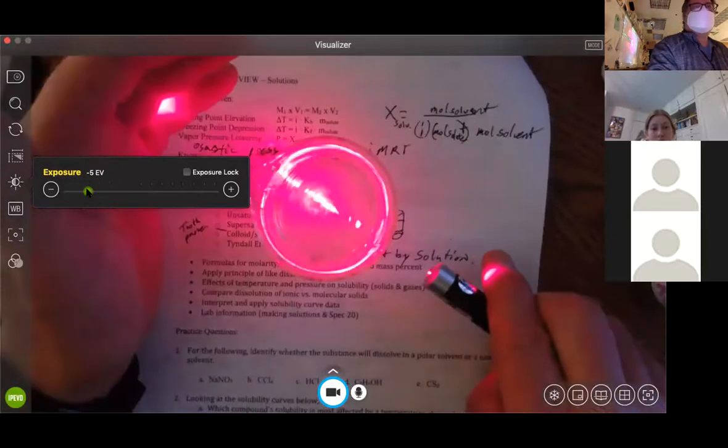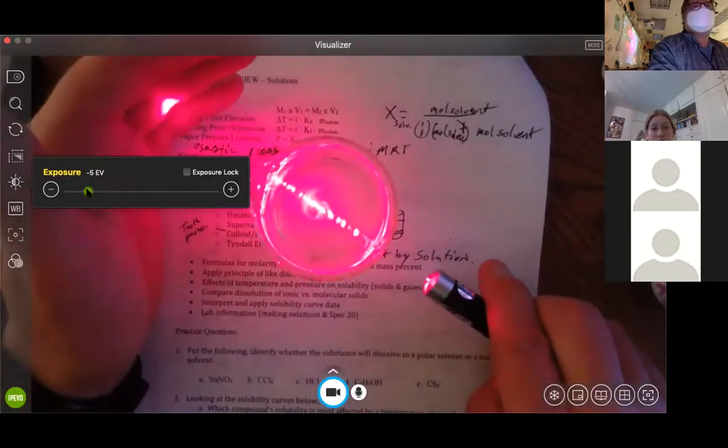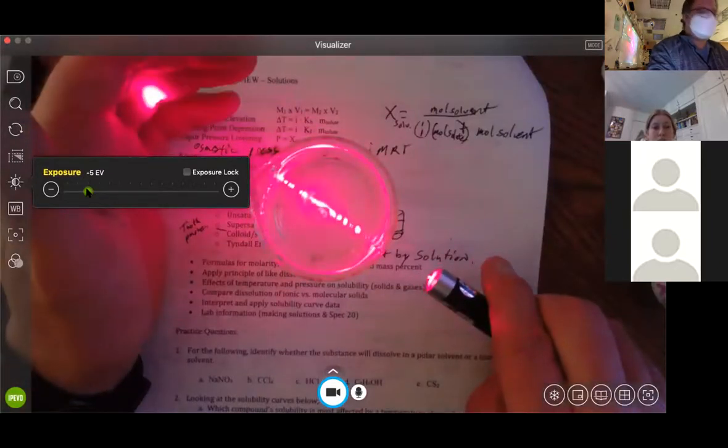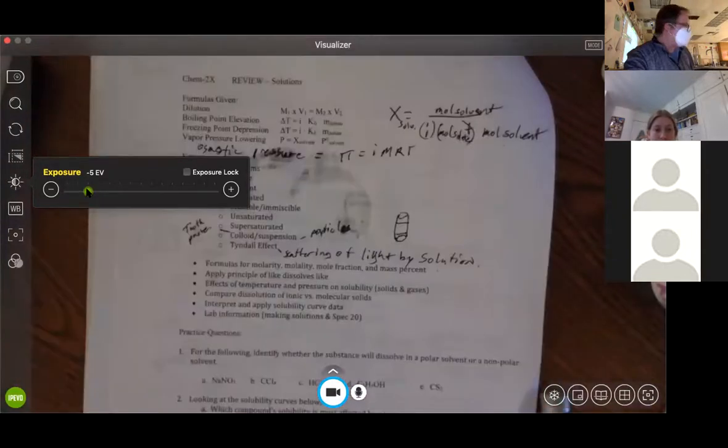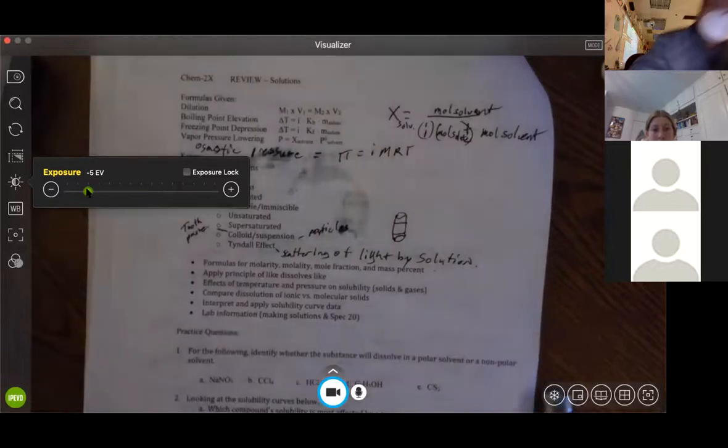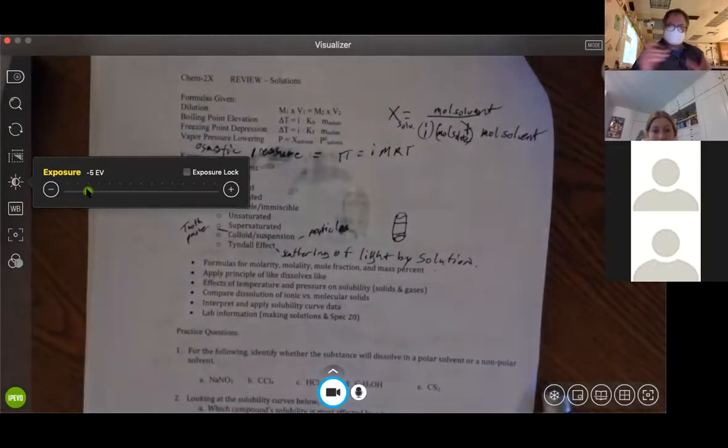Yeah. So you can see that we can definitely see that laser all the way across there. That's the Tyndall effect. Now, the cool thing is that's what we're going to use with the Spec 20s I was talking about for the laboratory. It shines light through different wavelengths through the actual solution that you're looking at.